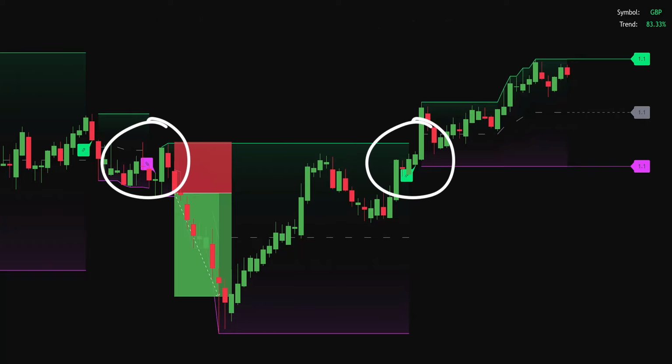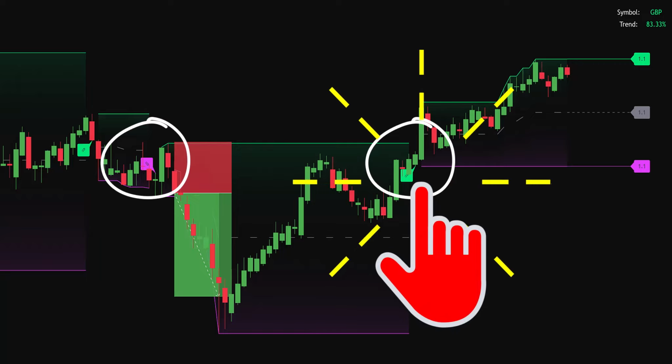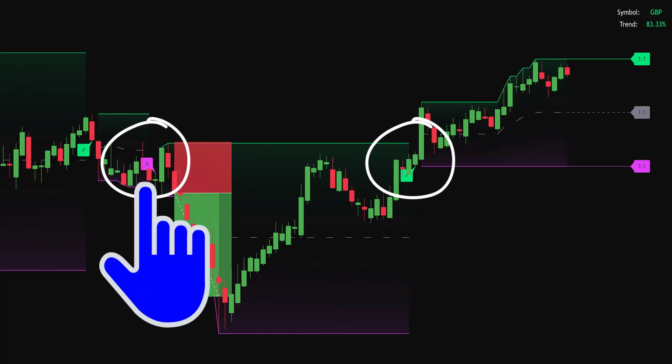Next up are the trend shift arrows. These are your visual clues for when momentum flips. You'll see green arrows pop up when a bearish trend flips bullish, and purple arrows when the bullish trend shifts bearish. These arrows make it easy to recognize turning points without second guessing.